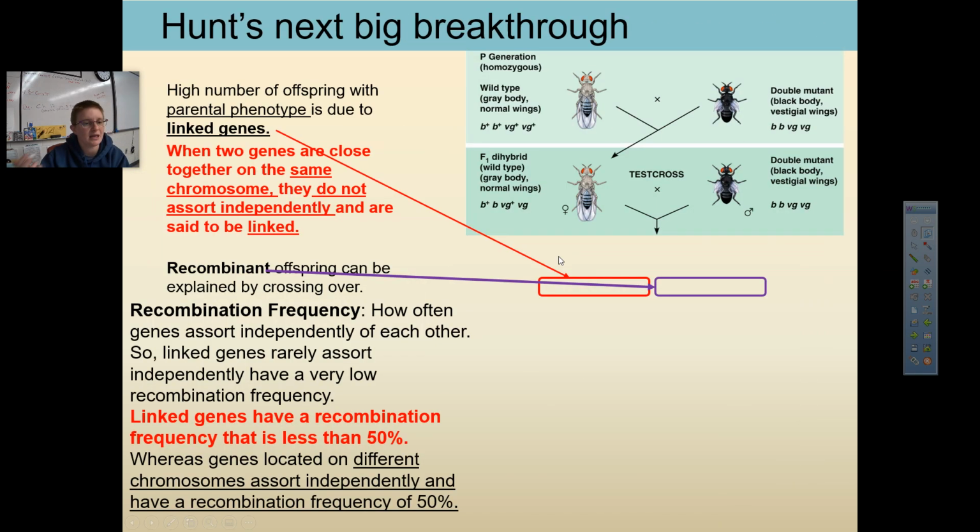Why would that not be equal? And so he said, okay, well, eye color must be sex linked on fruit flies. And that's what he figured out. So his next big breakthrough had to do with recombination, though.